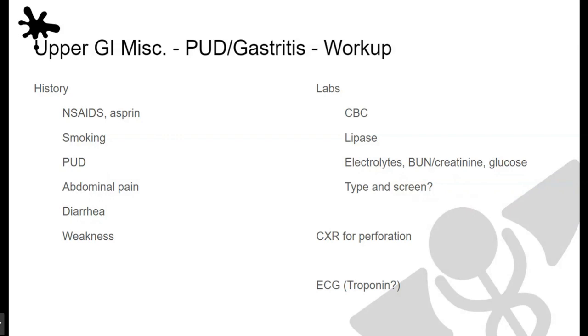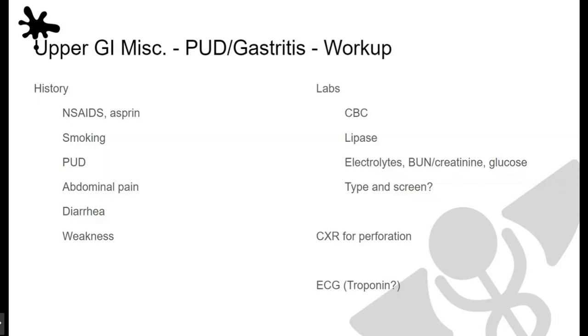You're going to get labs, right? CBC, lipase to assess for pancreatitis, electrolytes, BUN and creatinine. If it's bleeding, you're going to get that 30-to-1 ratio of BUN to creatinine. Check their glucose. And then consider, do I need to type and screen this person? Is this someone who might be experiencing a bleed where I need to consider a transfusion either now or in the next several hours?